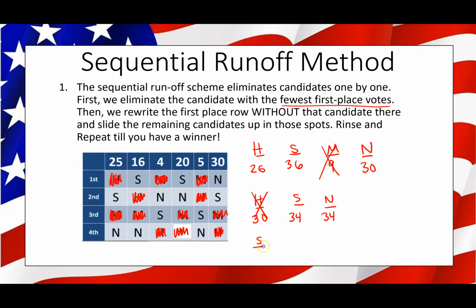So now we're competing S versus N in terms of first place wins. So we've got S has 25 first place, 16. So 25, 16. We've got 20 here. So that gives S a total of 61 first place votes there. And then we've got N in first place here and N in first place here. So that's 30 plus 4 is 34. So N gets eliminated and S wins.